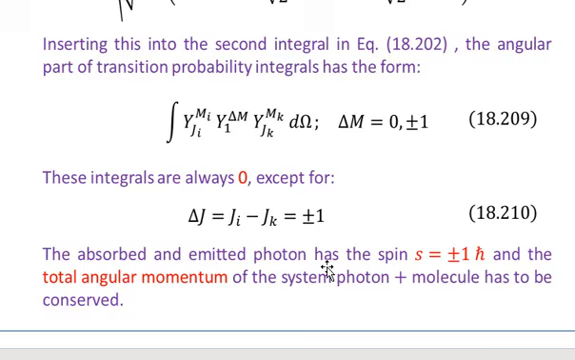The absorbed or emitted photon has the spin S equal to plus minus 1 times h bar, and the total angular momentum of the system, that is of the photon plus molecule, has to be conserved. So when the photon is absorbed or emitted, the angular momentum of the photon, which is plus minus 1 h bar, must satisfy that the total angular momentum of the system, the angular momentum of the photon plus the angular momentum of the molecule, must be conserved.